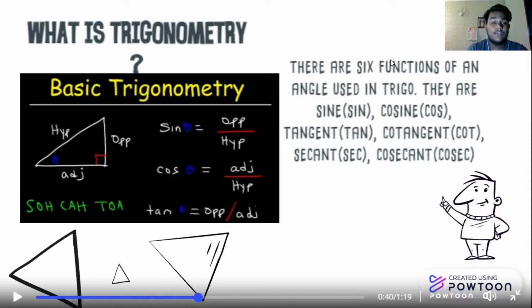As a mnemonic, they are SOHCAHTOA. S is defined as sine, opposite, hypotenuse. C is cosine, adjacent, hypotenuse. T is tangent, opposite, and adjacent.